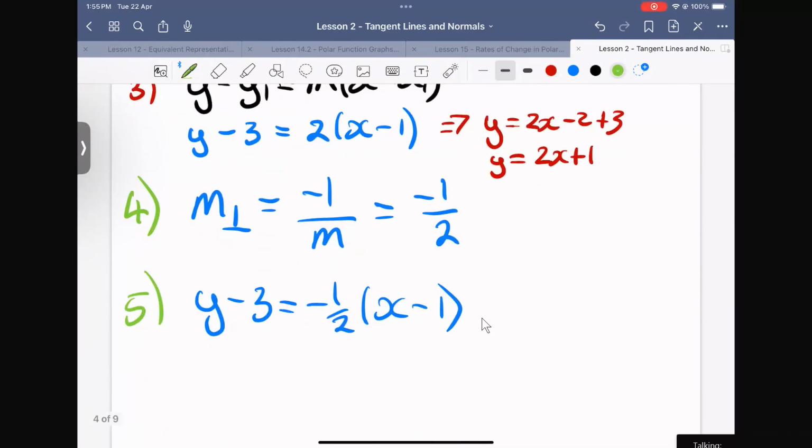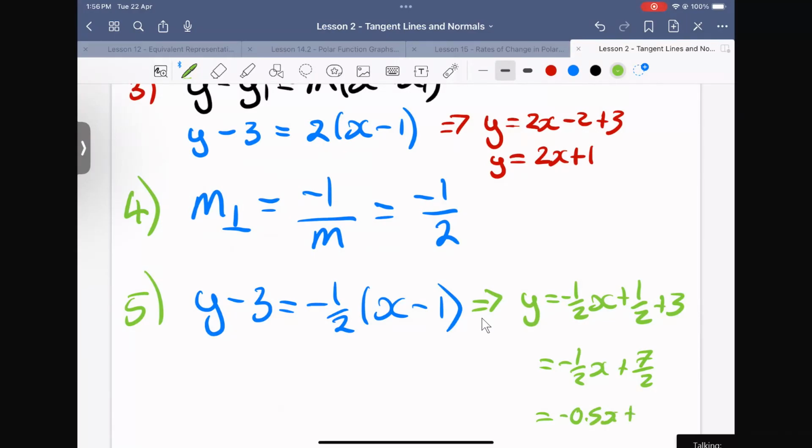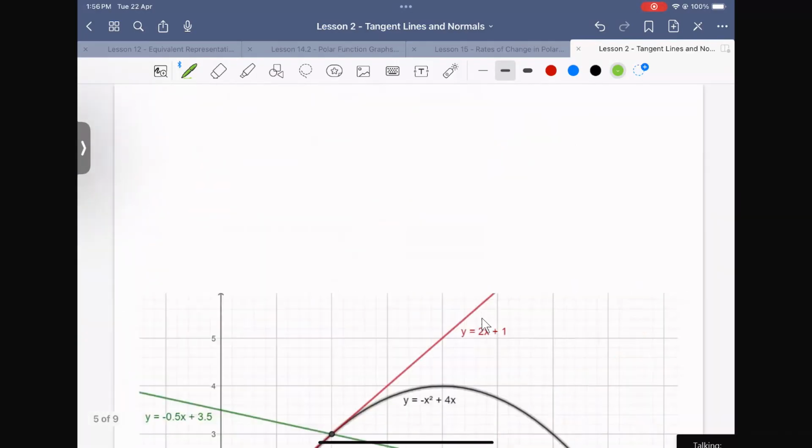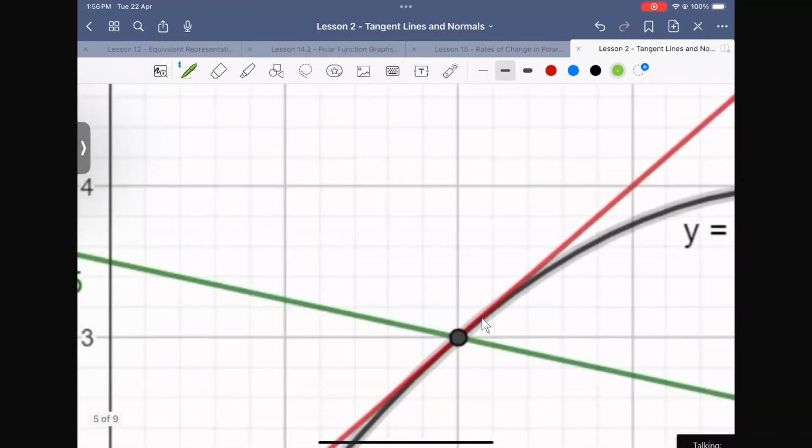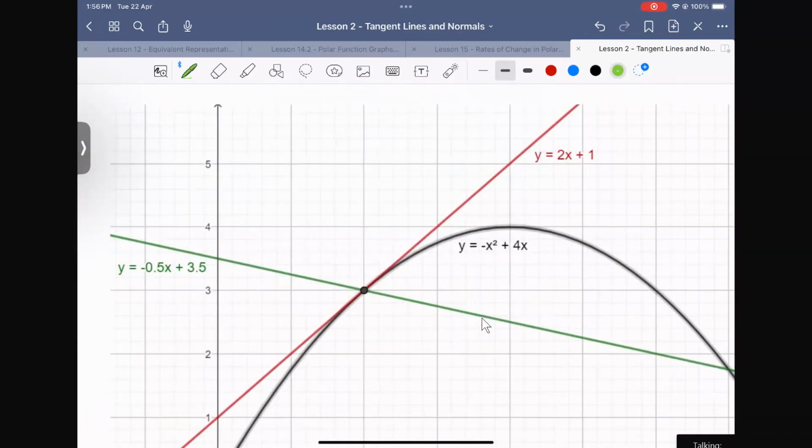And doing the normal, we get y equals minus a half x plus a half plus 3, which is minus a half x plus 7 over 2, or minus 0.5x plus 3.5. So 2x plus 1 and minus half x plus 3.